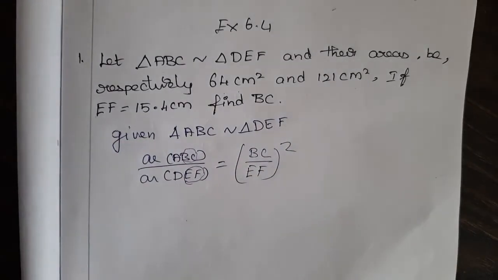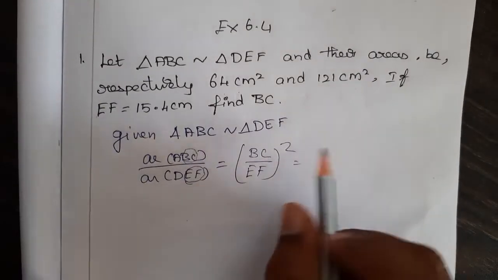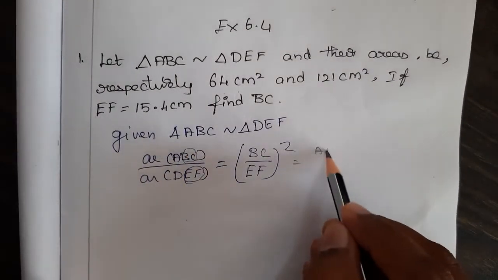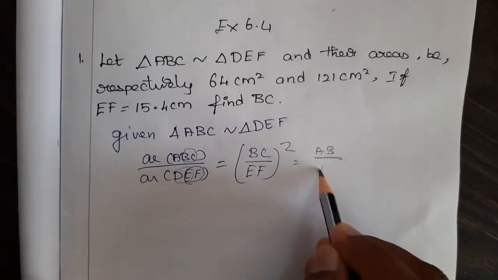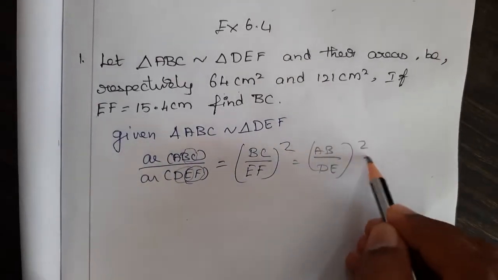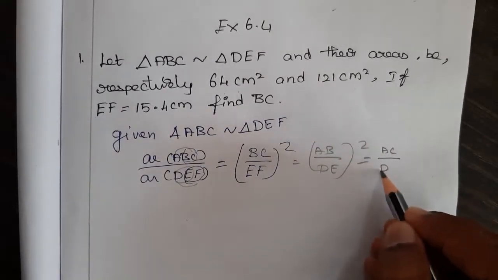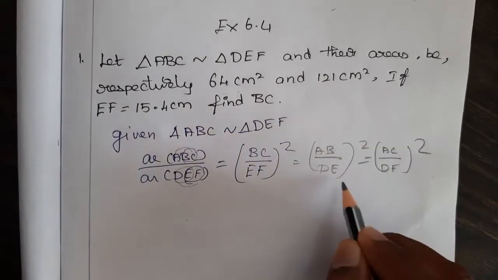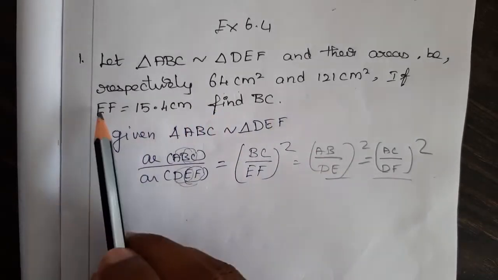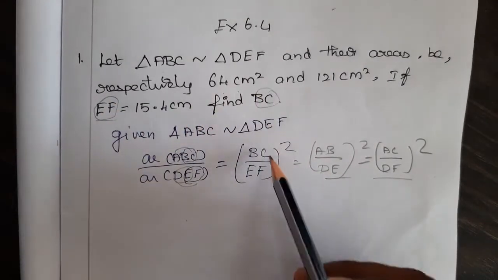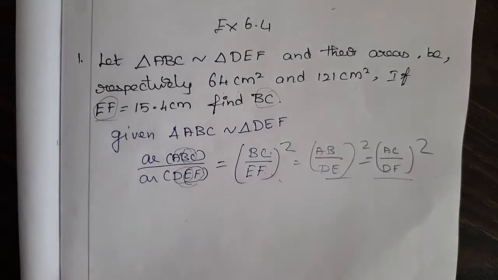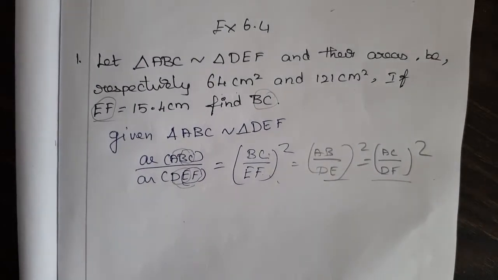Even we can say that it is also equal to AB by DE the whole square, and also AC by DF the whole square. But we do not need these two, since EF and BC are given, so this is enough. These two are not needed. Whichever sides are given, that alone we can take.